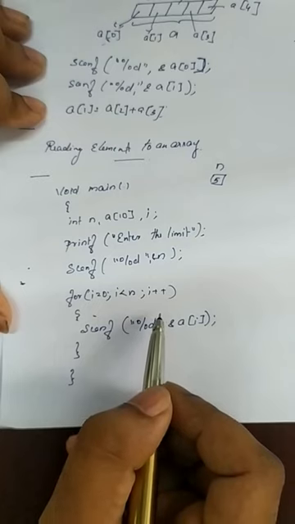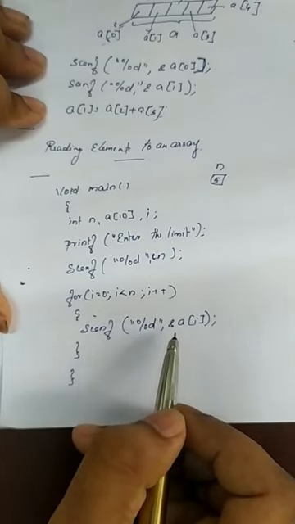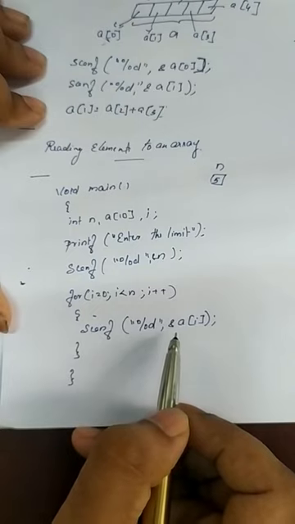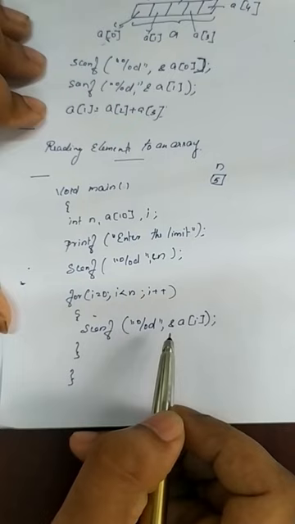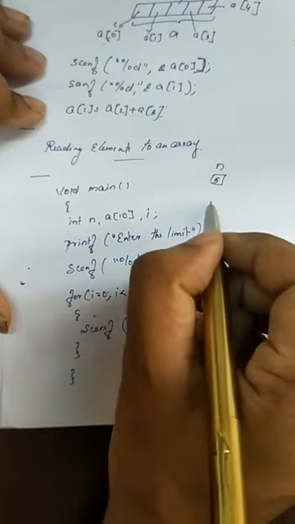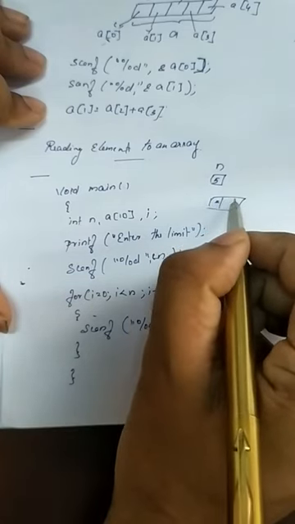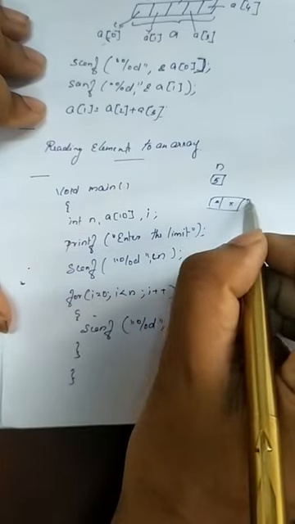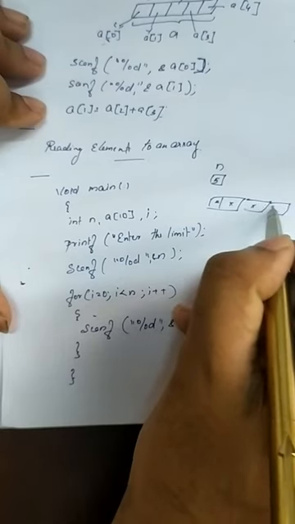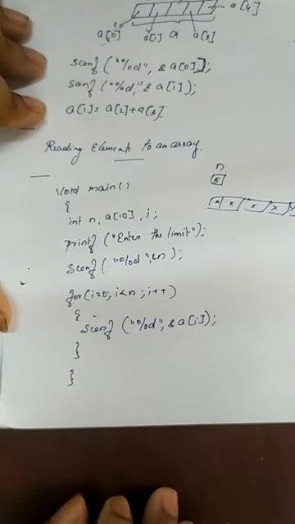The value of i will be 1, less than 5, so again it will enter the body of the loop, scanf %d ampersand a of 1. So whatever value the user gives will be stored in a of 1, in the second slot. In the first slot the user may give one value, then he will give a value in the second slot. Likewise, he can give values to the 5 slots. Clear?